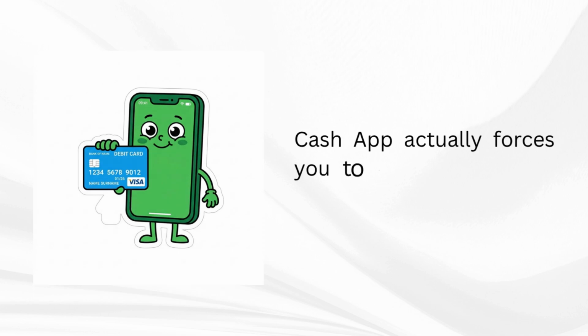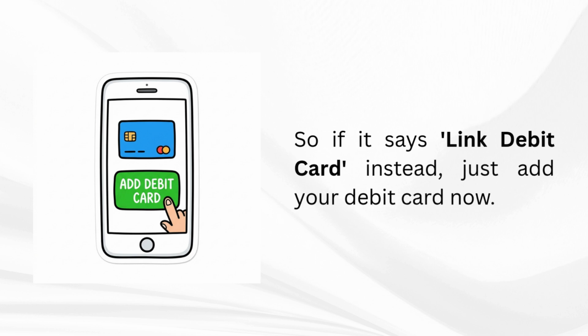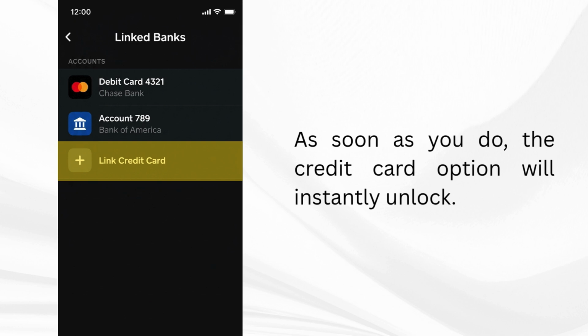Cash App actually forces you to link a debit card first. So if it says Link Debit Card instead, just add your debit card now. As soon as you do, the credit card option will instantly unlock.